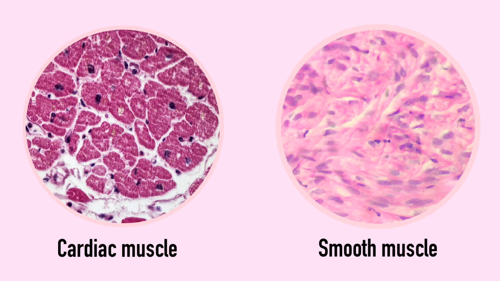Now, when comparing smooth muscle with cardiac muscle, the same thing applies to its organization. However, when comparing the nuclei of these two muscle types, both cardiac and smooth muscle have central nuclei.